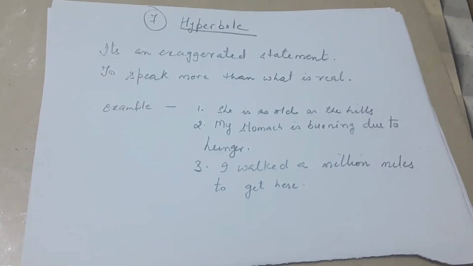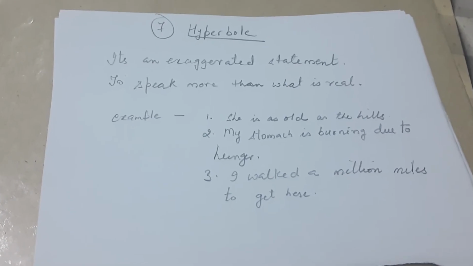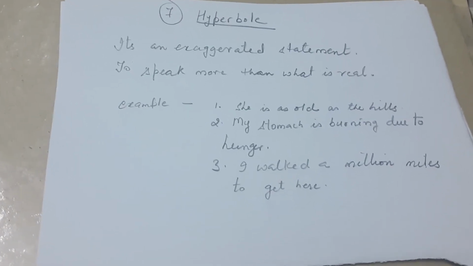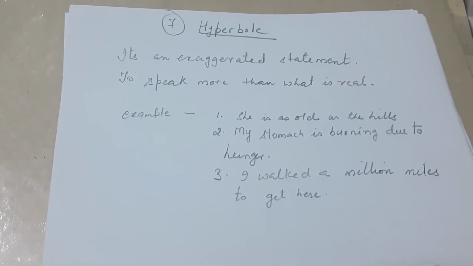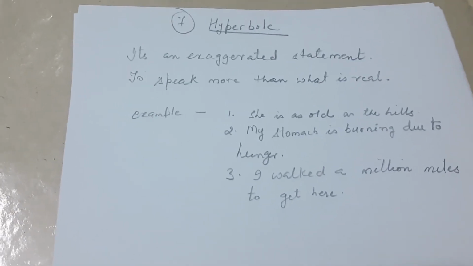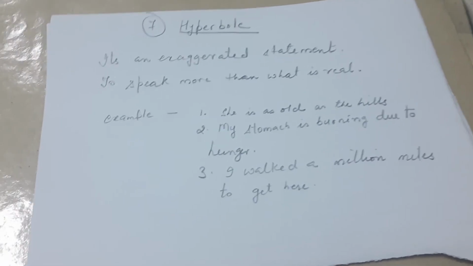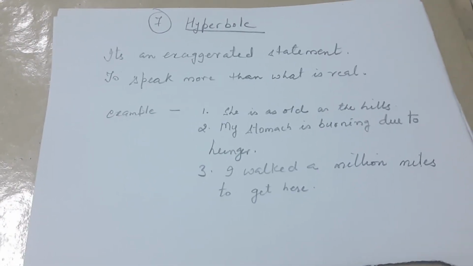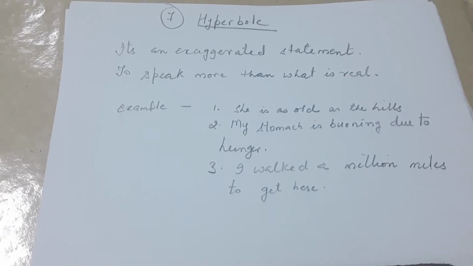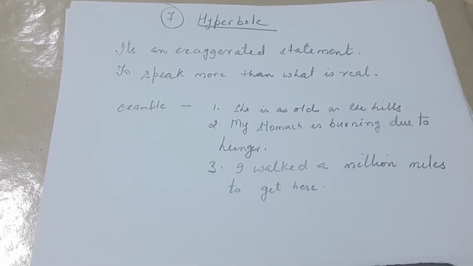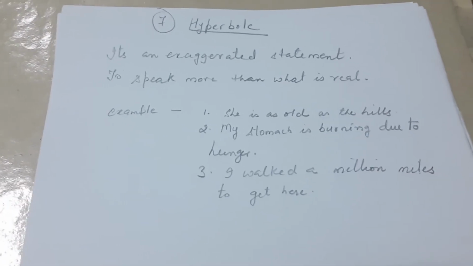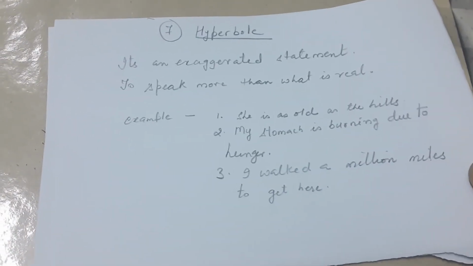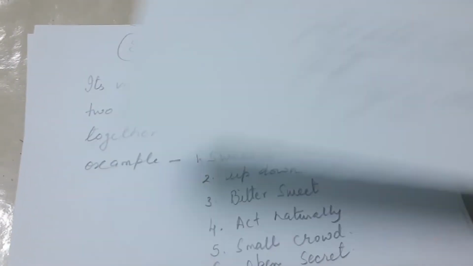The next is hyperbole. It's an exaggerated statement to speak more than what is real, to exaggerate. Like, example, if we are talking about somebody's age, maybe the person is very old, but how we have exaggerated it. She is as old as the hills. My stomach is burning due to hunger. I walked a million miles to get here. All these are examples of exaggeration or hyperbole.